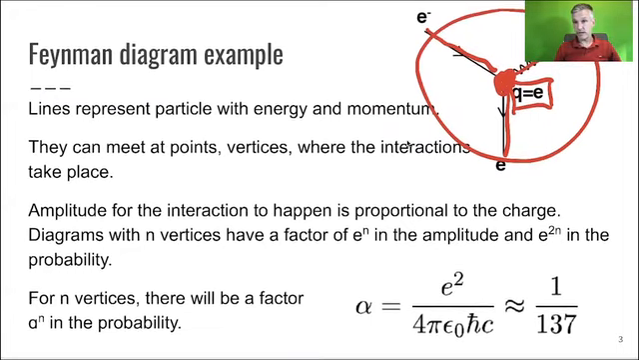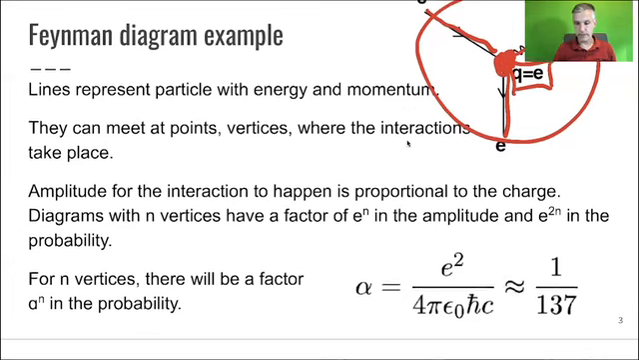Since alpha is 1 over 137, diagrams which have many vertices will be suppressed and will not contribute much to our perturbation series, because alpha is much, much smaller than 1. So this is already an interesting finding. You can restrict yourself to calculating diagrams which have a couple of vertices, but you don't have to calculate the entire series if you want to match your calculation with experimental findings.